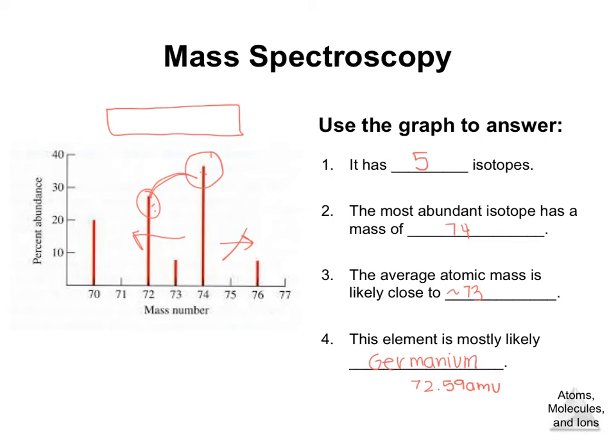So when I look at my periodic table, I see that germanium has a mass of 72.59, and then arsenic is 74.922. So that would be above 74, and so I know that it can't be arsenic. So the next best option would be germanium. So I can look at my mass spectroscopy and guess what my average atomic mass is going to be near, but we can actually calculate it as well.